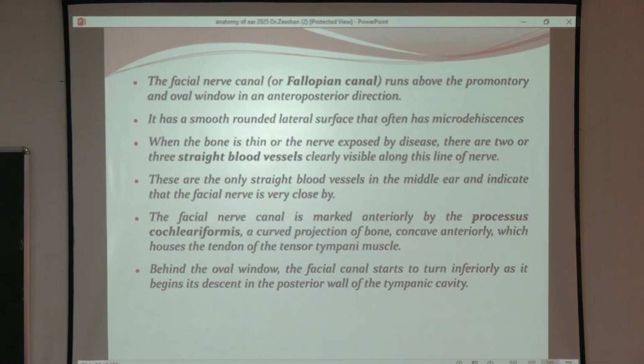It has a smooth rounded lateral surface and often has microdehiscences. When the bone is thin and the nerve is exposed by disease, there are 2 to 3 straight blood vessels clearly visible along the line of the nerve. These are the only straight blood vessels in the middle ear and indicate that the facial nerve is very close by. This is very important.